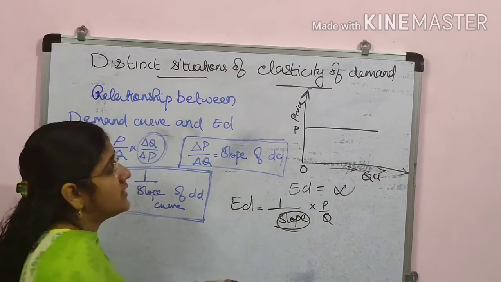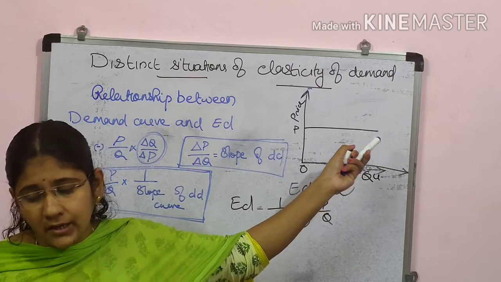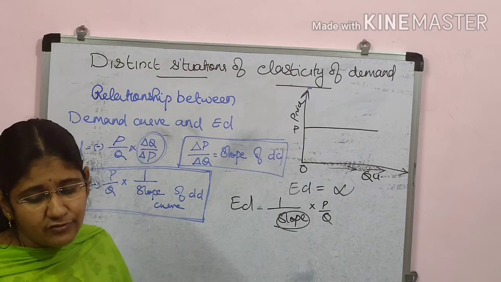Here, what is the slope? Is there any slope for the demand curve? That is 0. So in this case, we are considering the elasticity of demand as an infinity value.